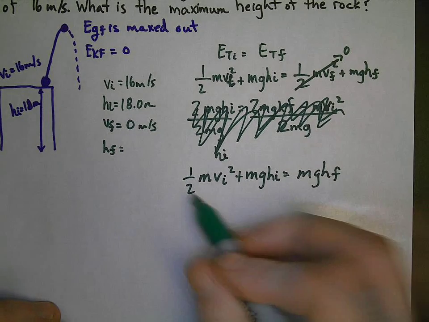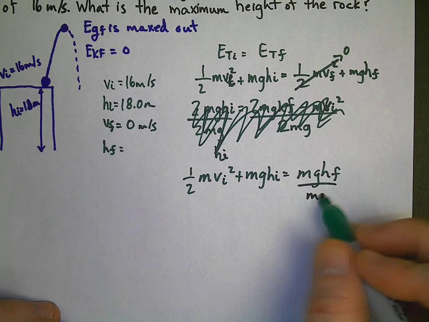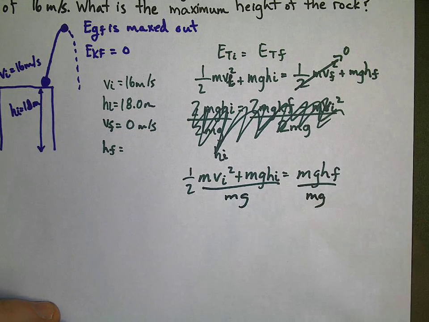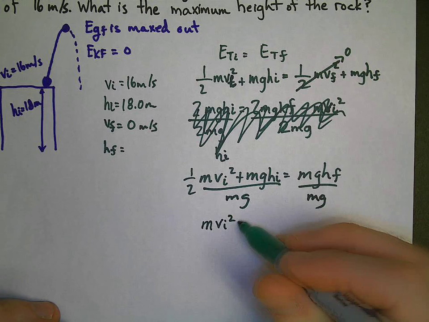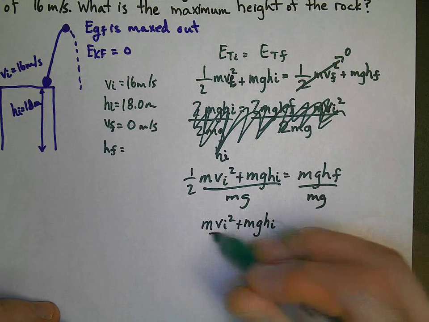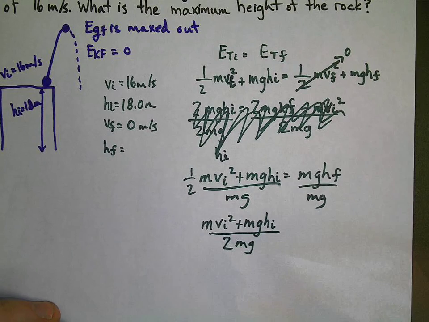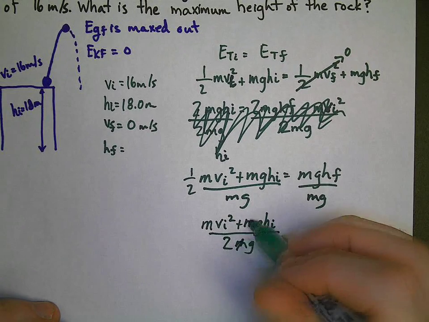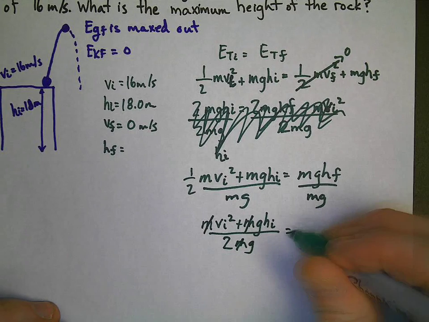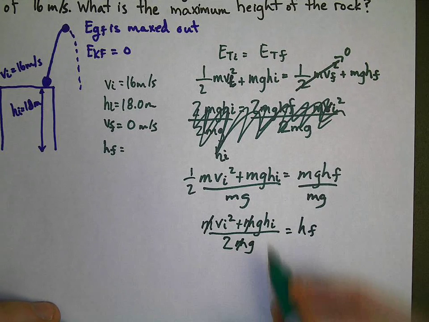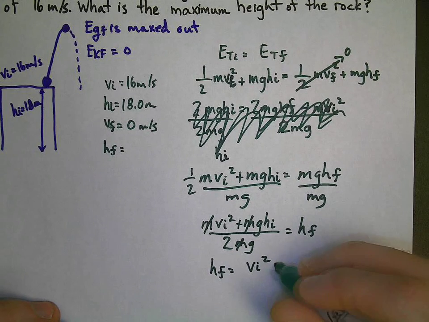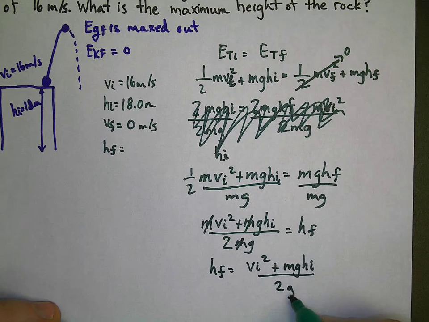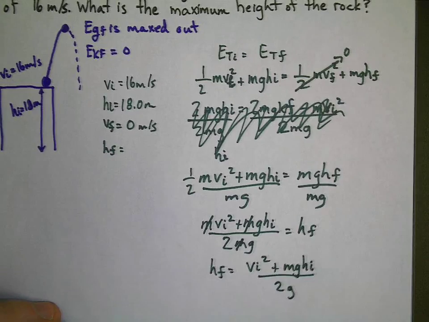Solve for hf. Let's divide everything by mg. So what does that give us? We have mvi squared plus 2mghi all over 2mg. We can cancel out the m's because they're in every single term, and that will tell us what our maximum height will be. So, maximum height equals vi squared plus 2ghi all over 2g. I can't cancel out the g because our vi squared doesn't have a gravitational acceleration with it.